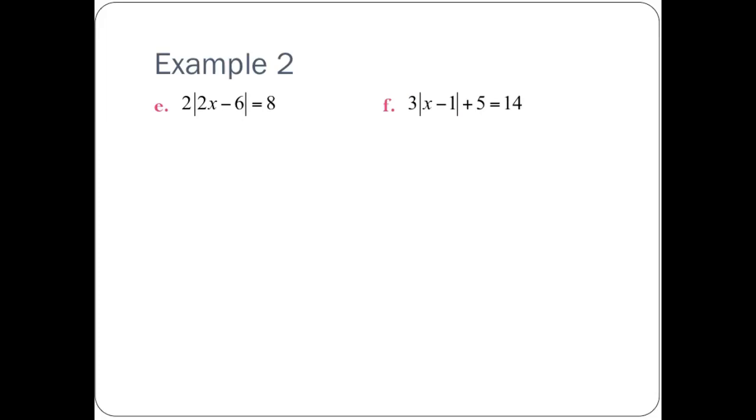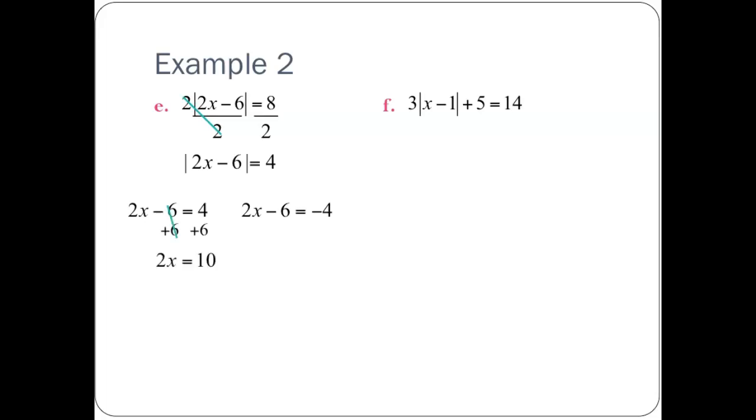We have 2 times the absolute value of 2x minus 6 equals 8. Again, make sure you get the absolute value by itself, so we're going to divide both sides by 2, and that leaves me with the absolute value of 2x minus 6 equals 4. Now we write our two equations, so we have 2x minus 6 equals 4, and 2x minus 6 equals negative 4. And we're going to solve for x. So we're going to add 6 to both sides. That leaves me with 2x equals 10. Divide both sides by 2, and we get x is equal to 5.